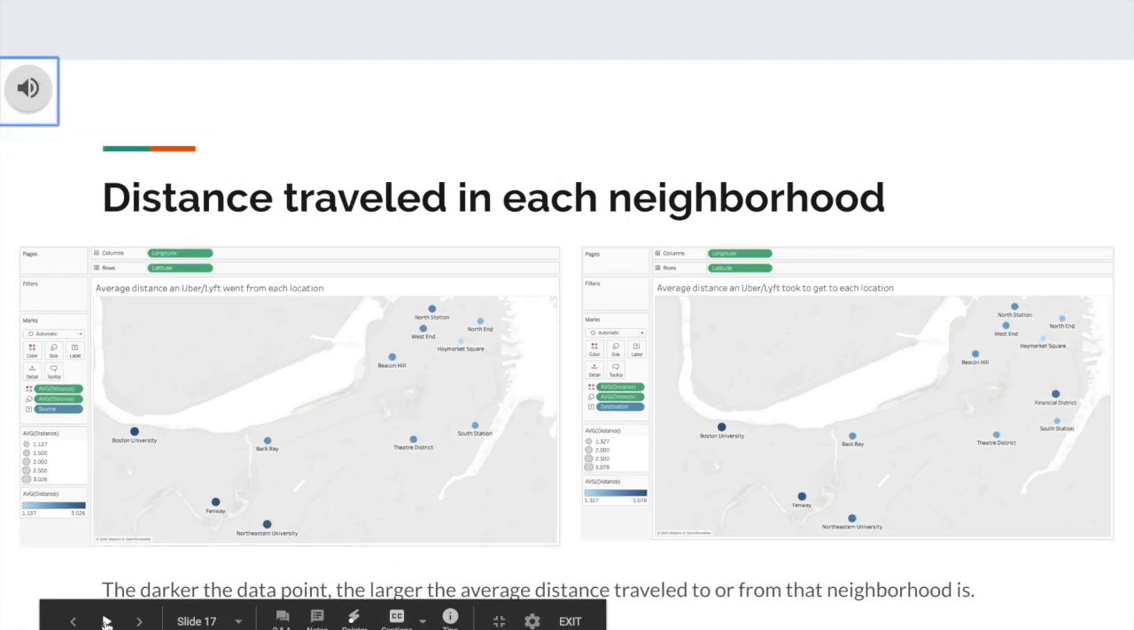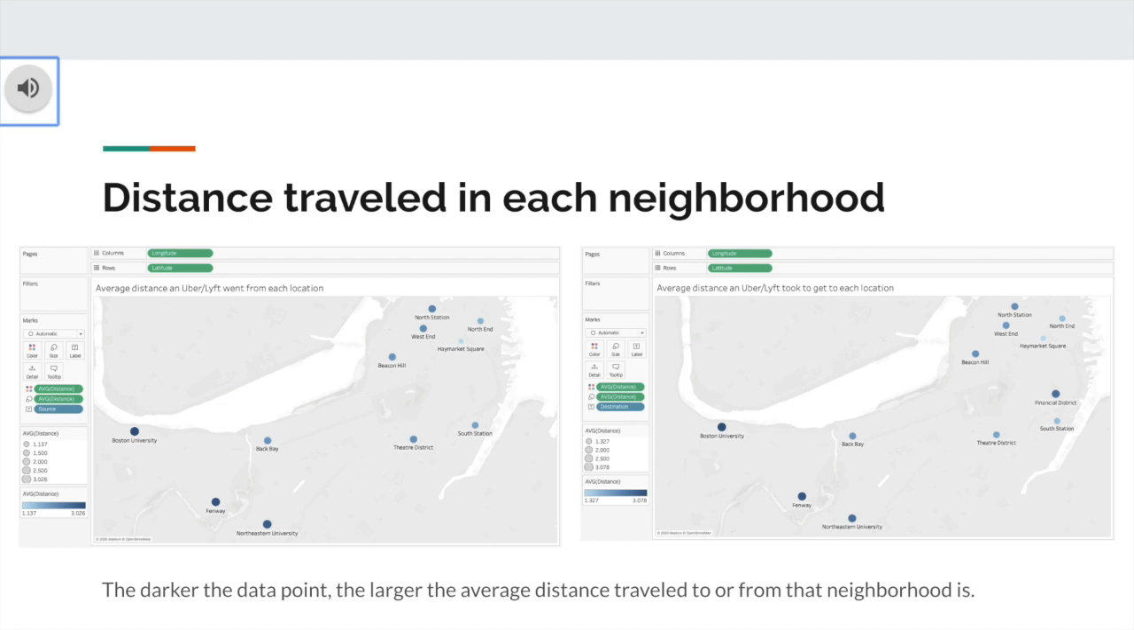The next visualizations included here are very similar to the ones listed prior. However, these instead have varying shades of blue depending on the average distance, either taken from or taken towards a certain location. Similarly to before, locations further outside of the city have higher average distances traveled either from or towards them.